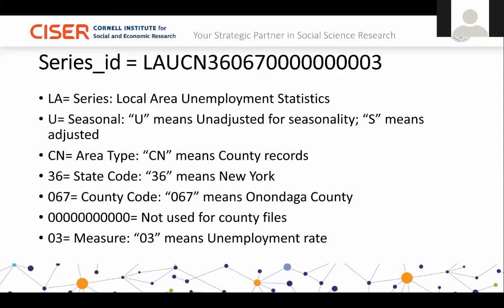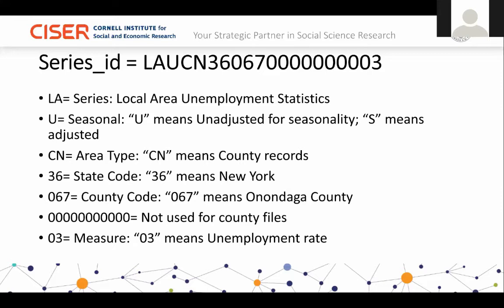Finally, the 03 at the end tells us what the measure that's being presented in this record is for. 03 means unemployment rate, the unemployed people as a percent of the total labor force. Other than 03, 04 would mean that the record had data for unemployed persons. 05 would have records for employed persons, and 06 would have data on the labor force, the sum of the unemployed and the employed.